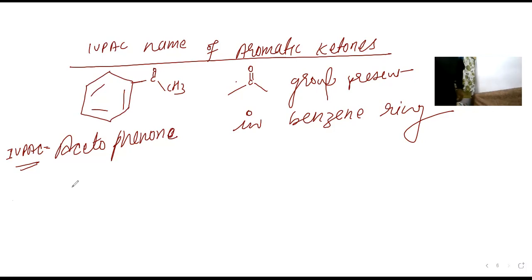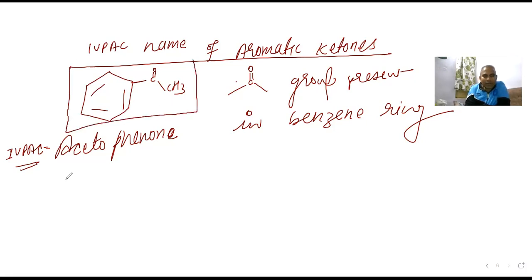Now, this is the aromatic ketone. Are you able to understand the name of the aromatic ketone? Yes, sir. This is the example, the first member. Its name is acetophenone. Now, let us try to understand.